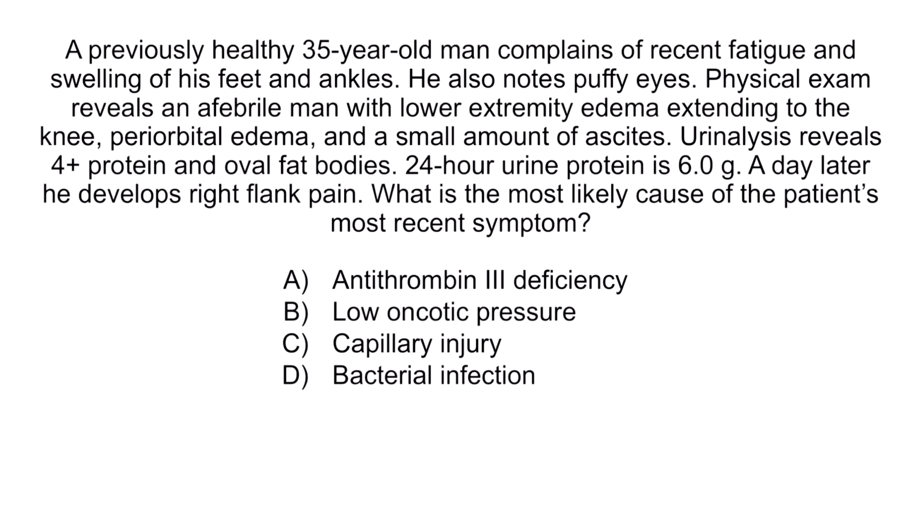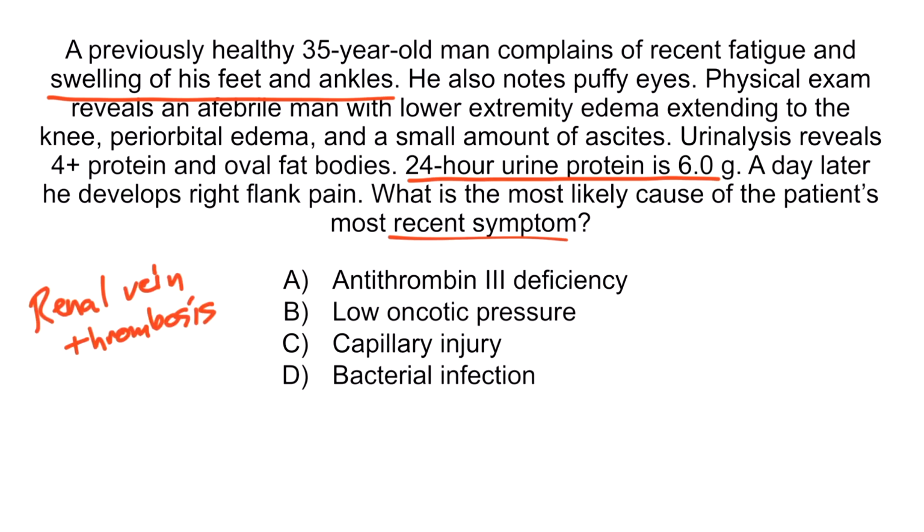Okay, so this guy clearly has edema and nephrotic proteinuria because it's greater than 3.5 grams per day. So now that we're comfortable he has nephrotic syndrome, we need to think about his most recent symptom, which is his right flank pain. In the context of nephrotic syndrome, what is a sudden onset of right flank pain, or even left flank pain, suspicious of? That would be renal vein thrombosis. Renal vein thrombosis is a complication of nephrotic syndrome due to the loss of antithrombin 3 in the urine. So the correct answer is A, antithrombin 3 deficiency.